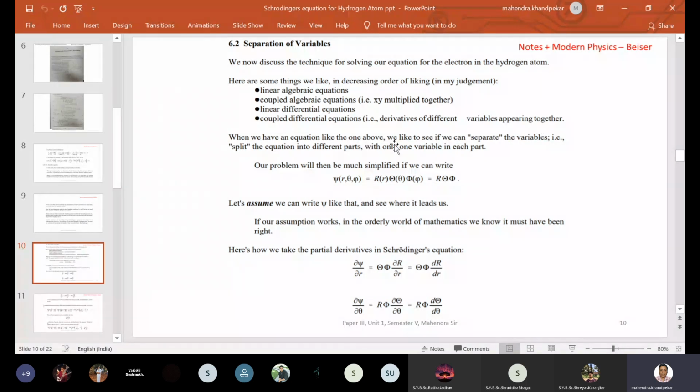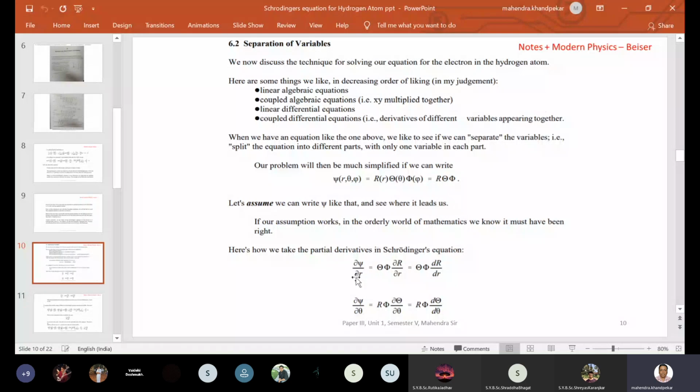There are three variables: r, theta, and phi. So now we say psi, instead of a function of x, y, and z as we usually take, is a function of small r, small theta, and small phi, such that R is a function of r only, Theta is a function of theta only, and Phi is a function of phi only. So you can write psi equals R(r) Theta(theta) Phi(phi). This is our assumption. Why are we doing this? Because we want the quantum numbers, one from r, one from theta, and one from phi.